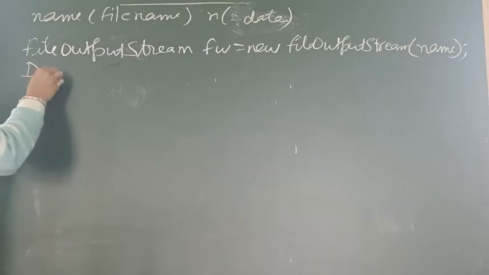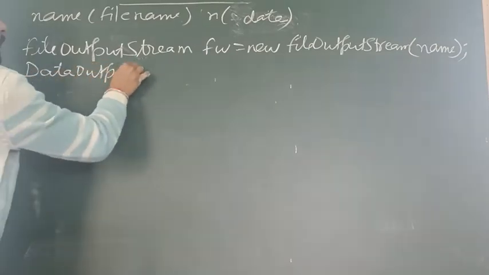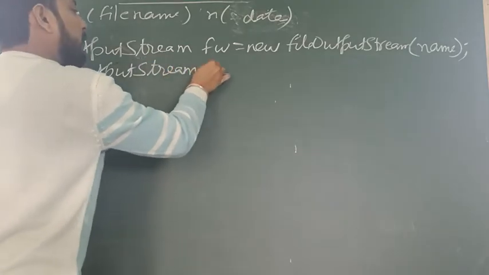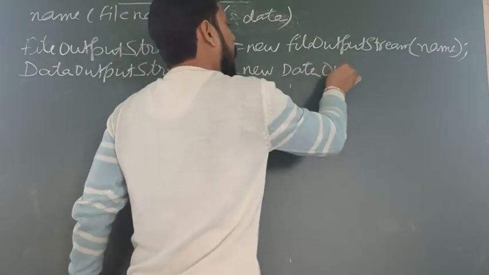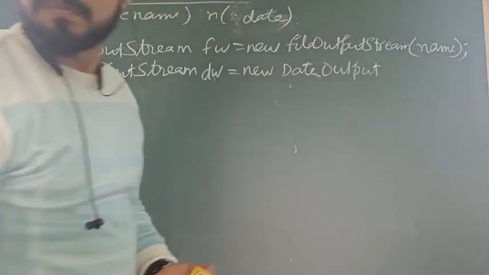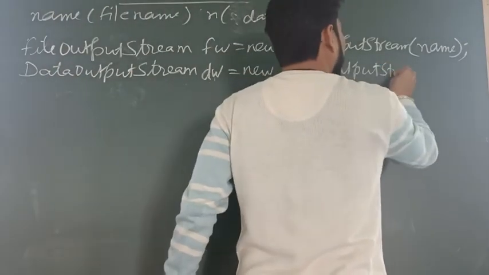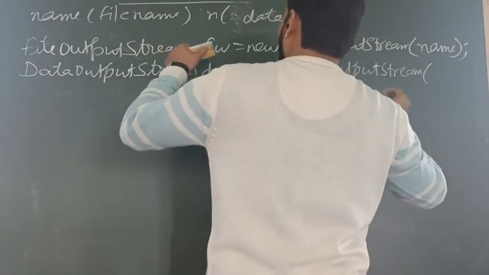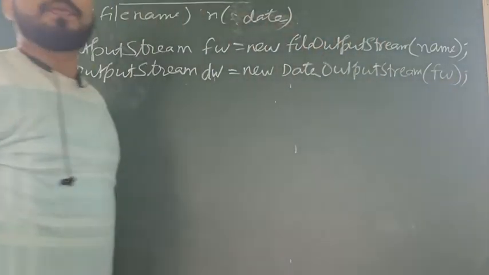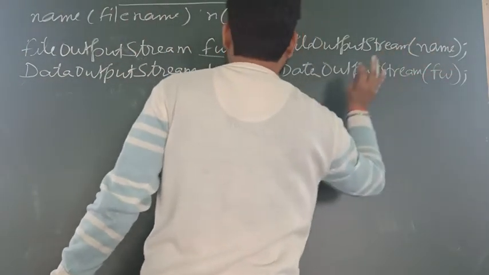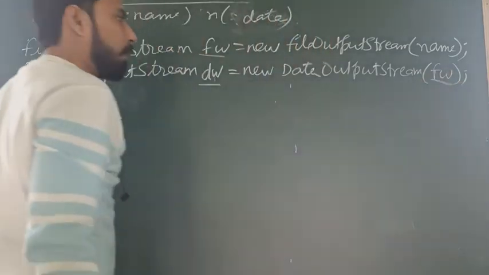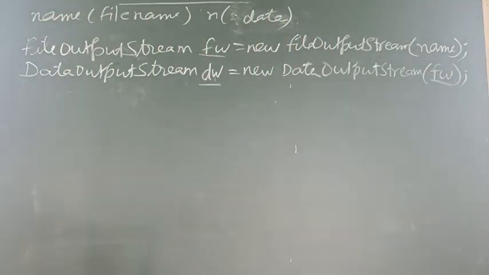Okay. After that, data output stream. In data output stream, we take dw equals to new data output stream. Here we are just passing our file fw. Okay, we just transfer the file fw. Now your fw is connected with your file that is abc.dat. ठीक है, ये आपका fw किससे कनेक्ट हो गया? नेम से, and your dw is connected with your fw. So we have just created the link between these two.